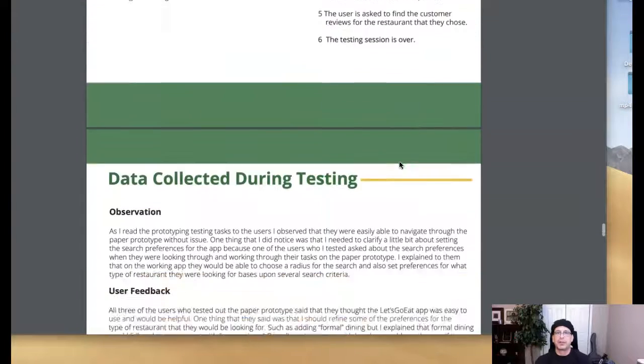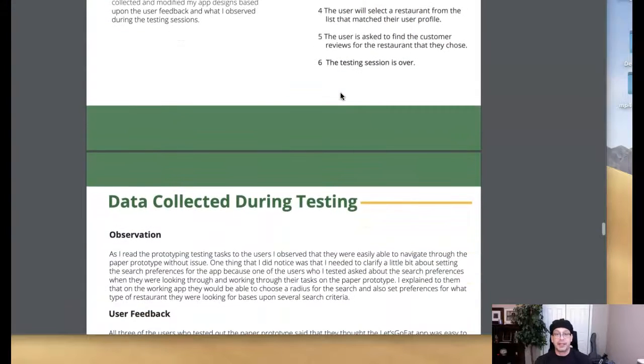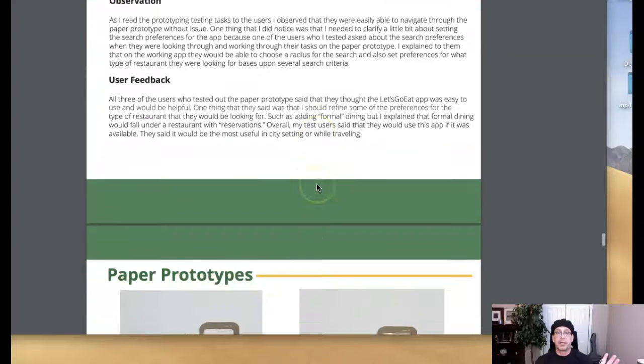User testing session. This page is golden. I love it. This is great. Good job. Okay, user test, and then you have your data collection during testing, user feedback and observation.